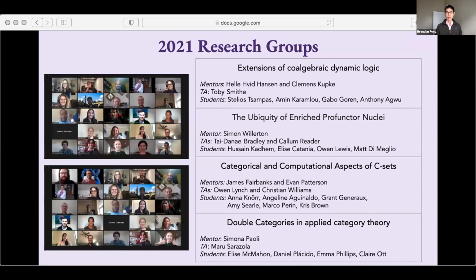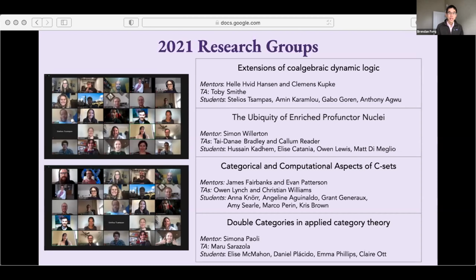the social breaks and so on. This year, the school was organized, it's student run, it was organized by Sophie Libkind and David Jaz Myers, and we're lucky to have these 4 groups. Yes, thanks to both of them. It's an amazing effort to organize this whole process. It takes a whole year, and they've done an amazing job.